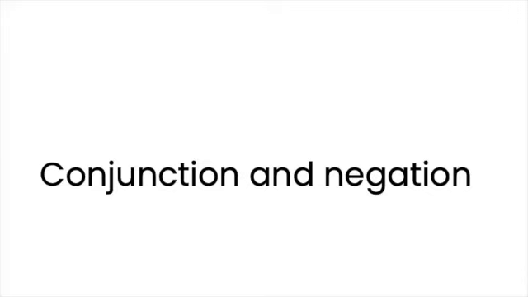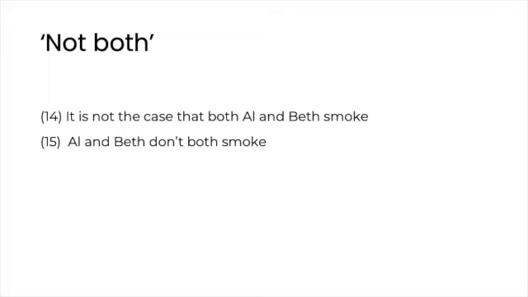Okay, conjunction and negation. As we know, conjunction and negation can occur together in a single sentence. They combine in different sorts of ways, which correspond to different patterns in English. Take, for instance, the expression "not both," as it occurs in "It is not the case that both Al and Beth smoke," or "Al and Beth don't both smoke." We interpret "not both" as the negation of a conjunction, with the following pattern. So here the tilde is the main operator. In consequence, we represent both 14 and 15 as tilde, A ampersand B.